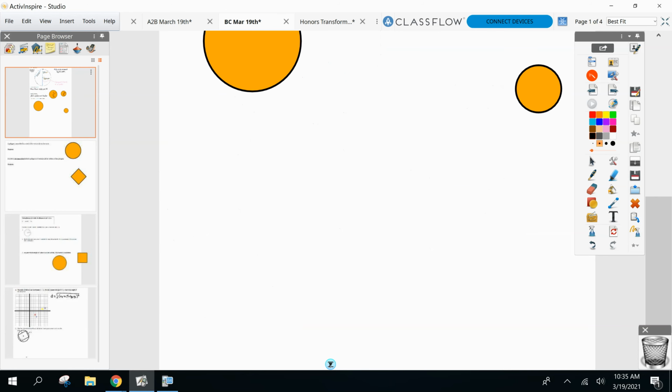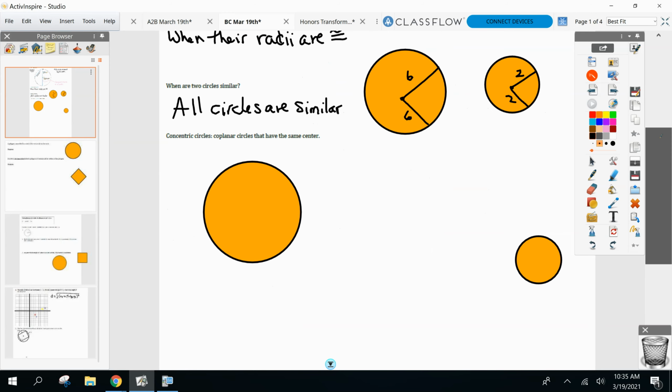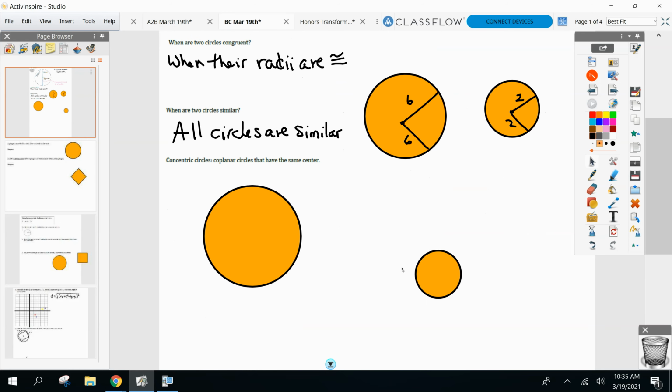Concentric circles. You have seen this in real life, you just never knew they were called concentric, maybe. Circles that share the same center. Here are two circles that share the same center. It also says they're coplanar, so one of them can't be sideways, right?